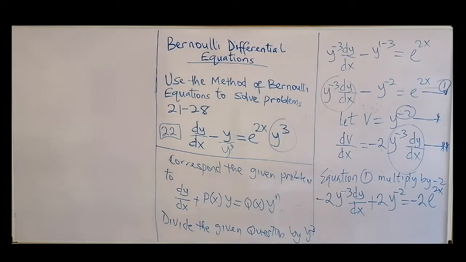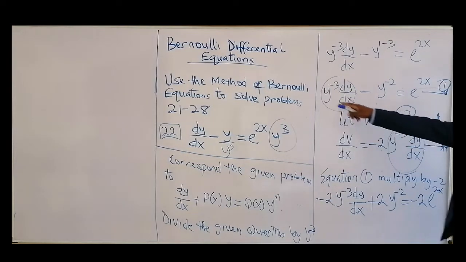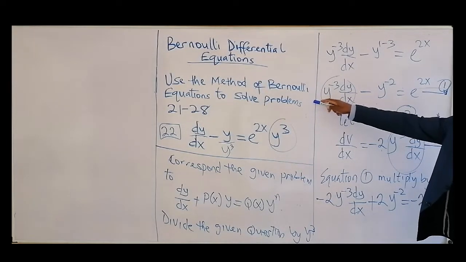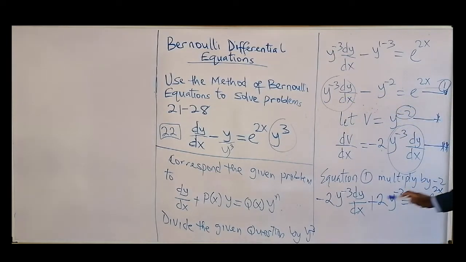And let me quickly recap. What I did is that from here, there is minus 2 here, and I want that minus 2 to be here too. So I have to multiply this equation by minus 2, and that's what I've done there. Minus 2 times this one, times minus 2, I have plus 2y to the power minus 2. Then this one also times minus 2, I have this. Okay, so then substitution now.